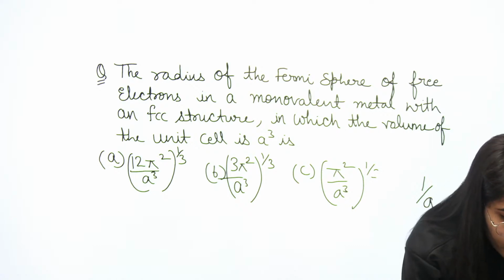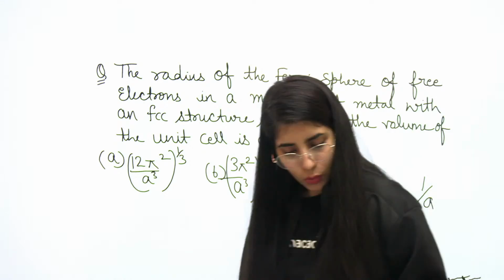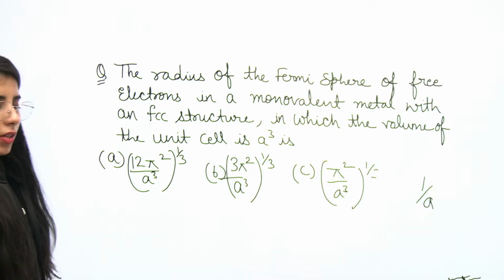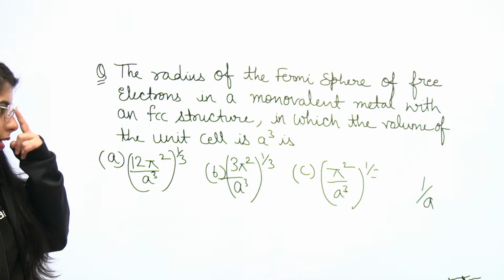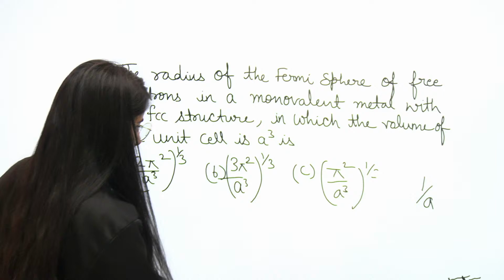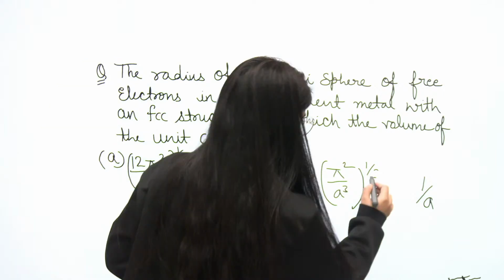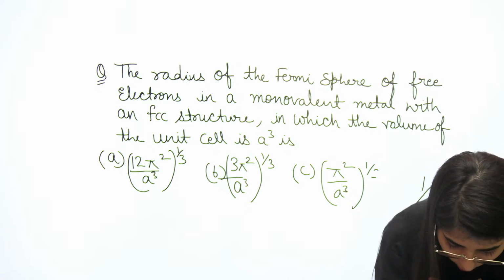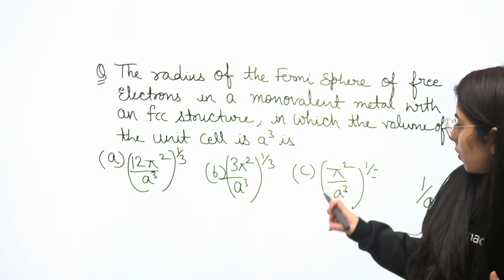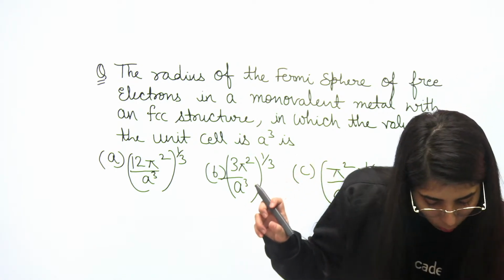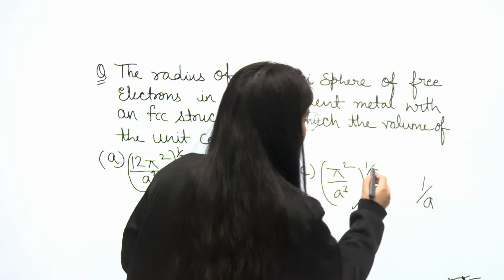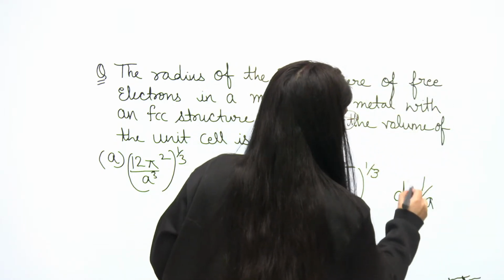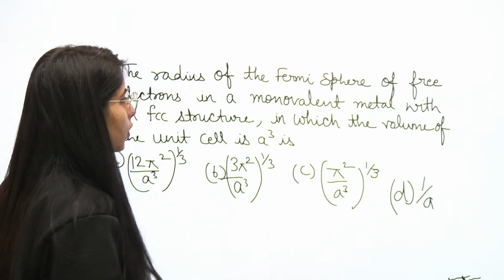Very good, Aradhna. Very good, Gagan. What about others? Just mention which option is correct according to you. It has been removed from here, so let me write it once again. In option C, it's 1 upon 3, pi square upon a cube, 1 upon 3, and option D is 1 upon 3. Okay, that's what you are going to have.